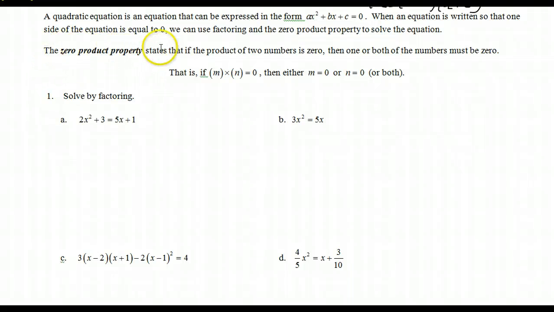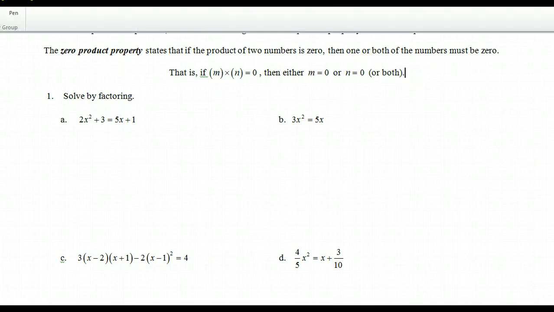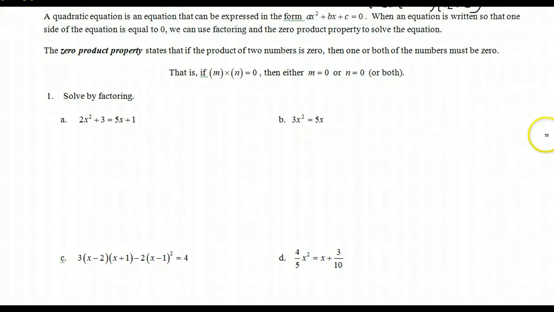The zero product property states that if the product of two numbers is 0, really two or more numbers, then one or both of the numbers must be 0. That is, if m times n, two things multiplied together, are equal to 0, then either m is equal to 0 or n is equal to 0, or both, meaning m is equal to n is equal to 0. So in other words, let's get something that is equal to 0.